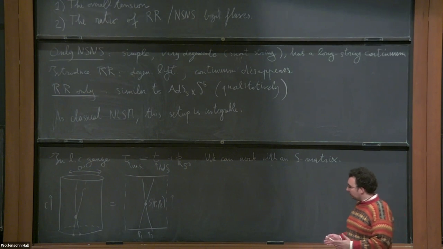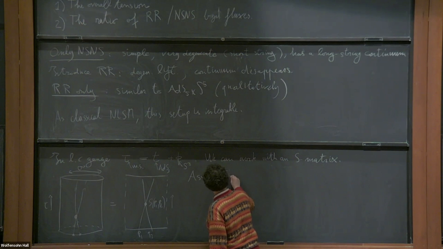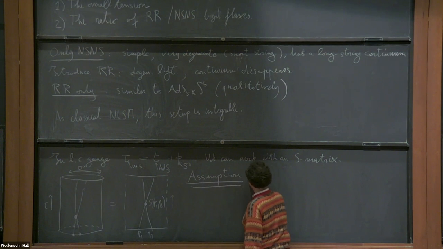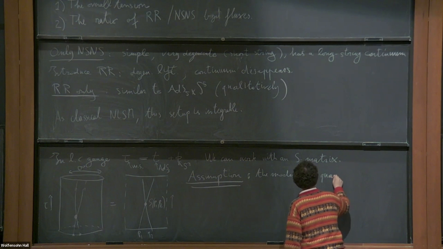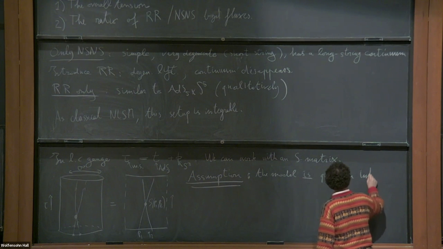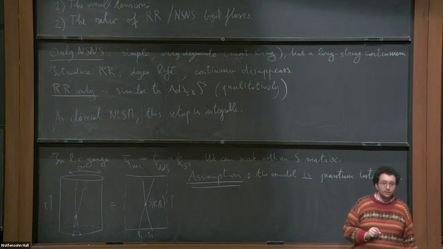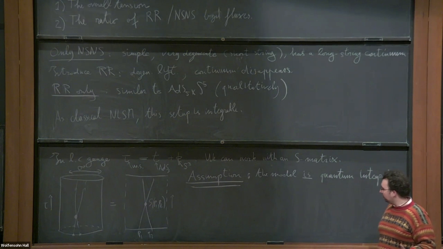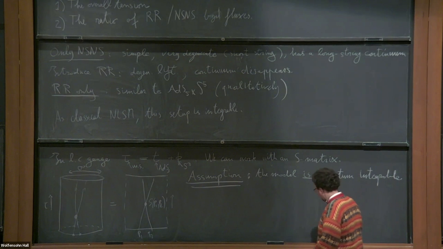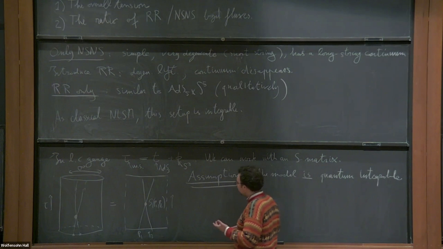Now, with this framework in mind, we make an assumption. And I really want to stress this is an assumption: that the model is quantum integrable. So we know that it is classically integrable. That does not necessarily mean that it is quantum integrable, but let me assume it. And then, following basically an idea that Zamolodchikov put forward for relativistic theories like sine-Gordon and so on, let's see what this means.